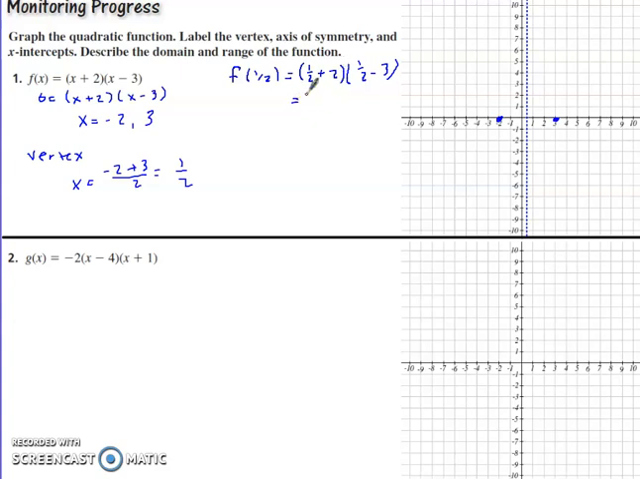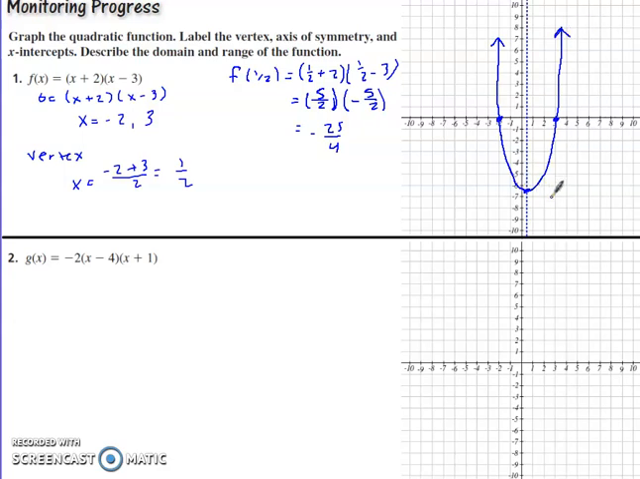One-half plus 2 is going to be 5/2, and 1/2 minus 3 is going to be -5/2, which gives me a value of -25/4, which is going to be a little bit greater than -6. So my vertex is going to be right about here, and my parabola would look something like this.